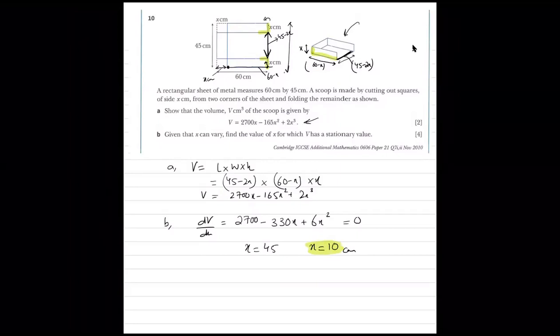Does everyone get this concept? Why are we ignoring the 45 value and why are we accepting 10? Yes, sir. This side, if you take 45, is going to be negative, and we know that the length cannot be negative.